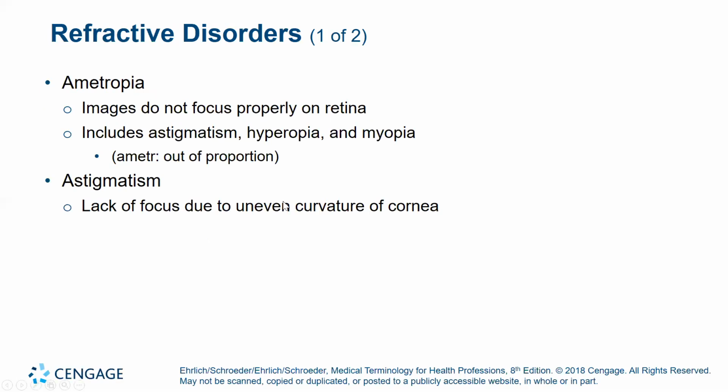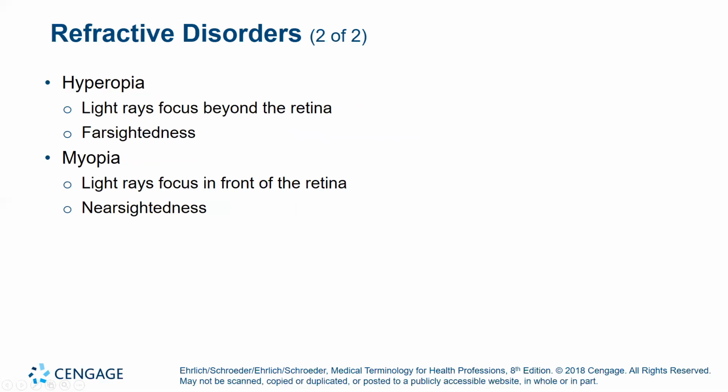Refractive disorders. First one we have is emmetropia. Images do not focus properly on the retina. So this included astigmatism, hyperopia, and myopia. Ametr is out of proportion. Astigmatism is a lack of focus due to uneven curvature of the cornea. You have hyperopia. This would be your farsightedness, and myopia is nearsightedness.